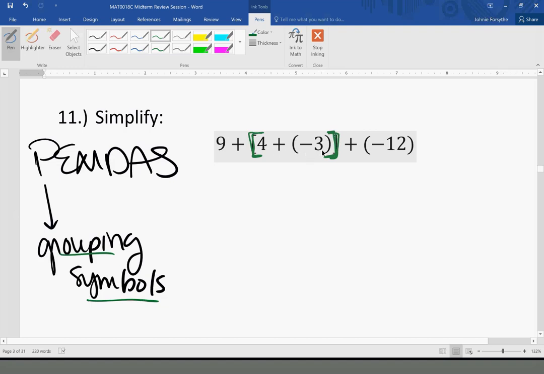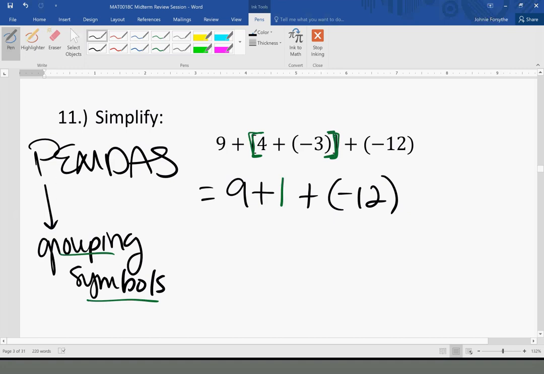So 4 plus negative 3. We have different signs, so we're going to subtract and take the sign of the larger number. The difference between 4 and 3 is 1, and 4 is the bigger number here, so we're going to say that's positive 1. So we have 9 plus 1 plus negative 12.